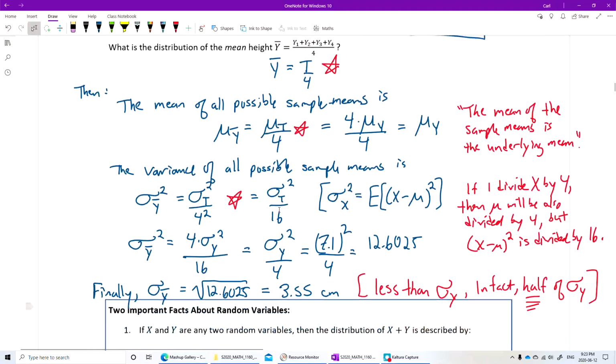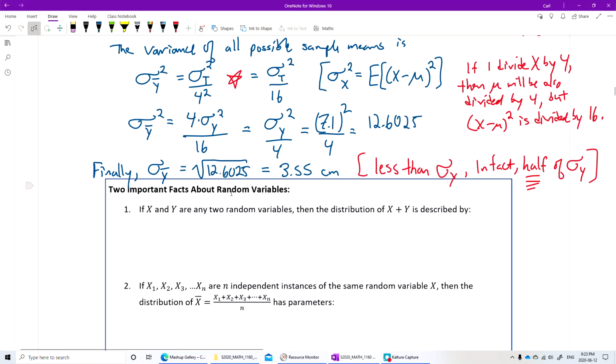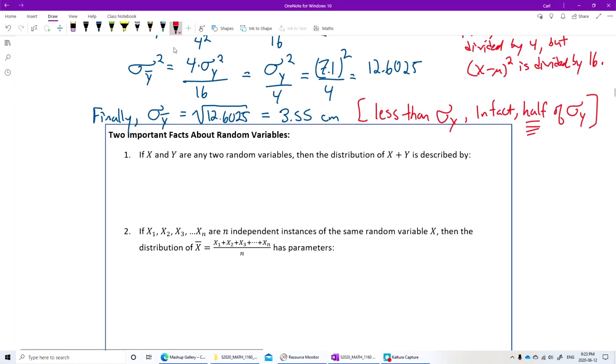Okay, so we're going to summarize this in 2 general facts. I say facts, but we could say theorem if we want to be fancy. Theorem is just what mathematicians call a fact when they feel good about it. Okay, so 2 important facts about random variables.